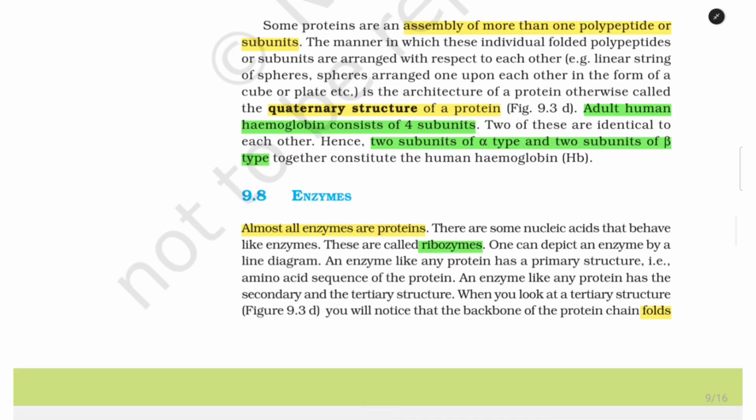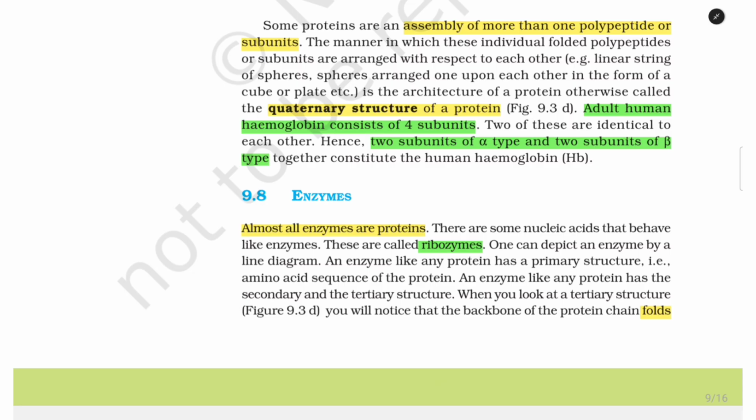Some proteins are an assembly of more than one polypeptide or subunits. The manner in which these individual folded polypeptides or subunits are arranged with respect to each other, for example a linear string of spheres arranged one upon each other in the form of a cube or plate, etc., is the architecture of a protein, otherwise called the quaternary structure of a protein, figure 9.3d. Adult human hemoglobin consists of four subunits. Two of these are identical to each other. Hence, two subunits of alpha type and two subunits of beta type together constitute the human hemoglobin, Hb.